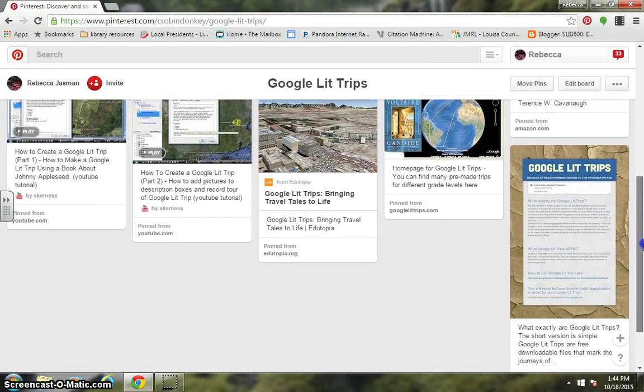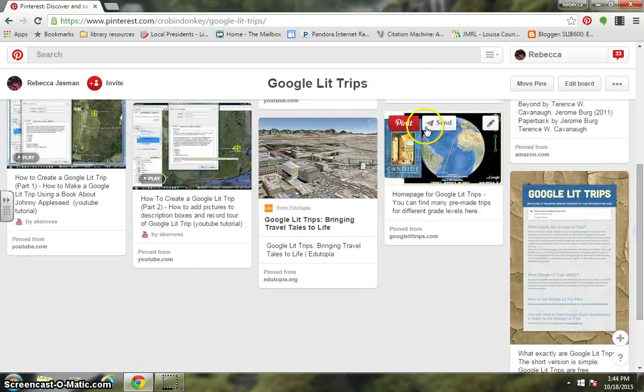This pin right here is a place where you can get already made Google Lit Trips, where all you have to do is put in the book and it gives you a trip already programmed into Google with annotated pins so that you don't always have to keep reinventing the wheel. One of the ones that I've used off of there has been Eliza Carbone's Blood on the River.